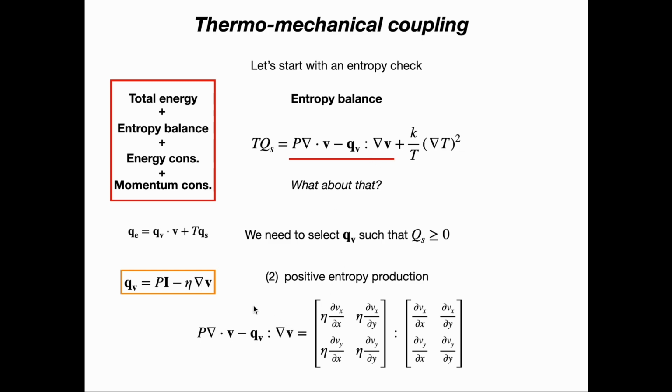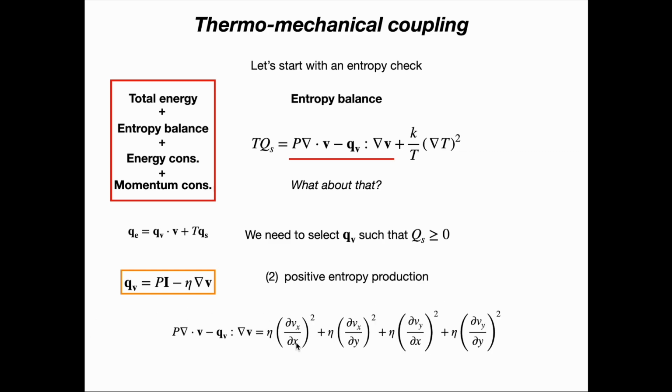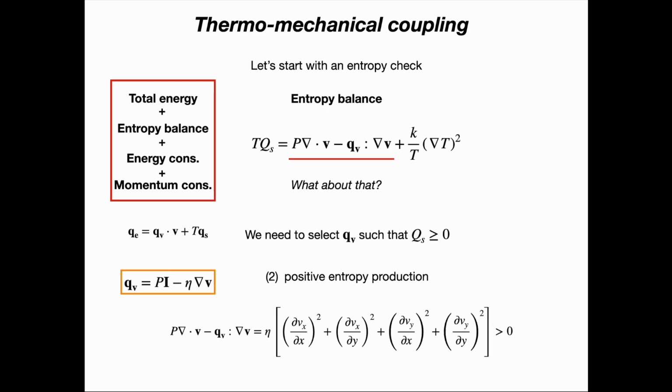So let's do the operation here. We have this tensor times this tensor, and the double contraction of this tensor will give you only positive terms. So you will have eta times dvx dx squared plus eta times dvx dy squared, and so on. So this operation will give a positive contribution from this term. This is by assuming that the momentum flux is P times identity minus eta gradient V.